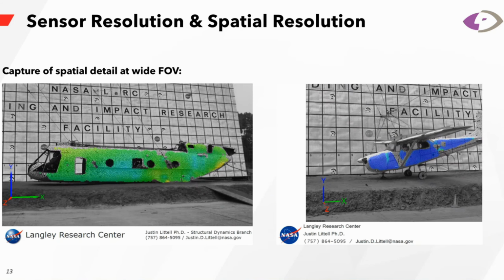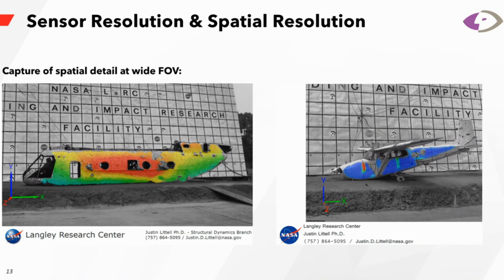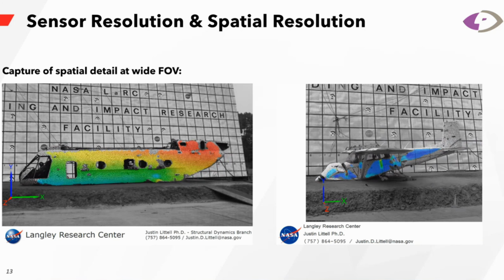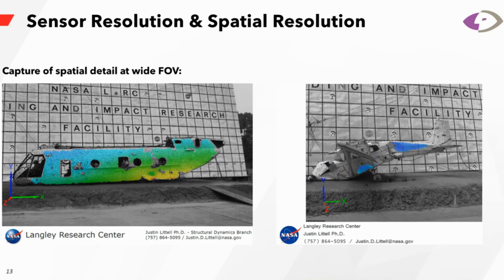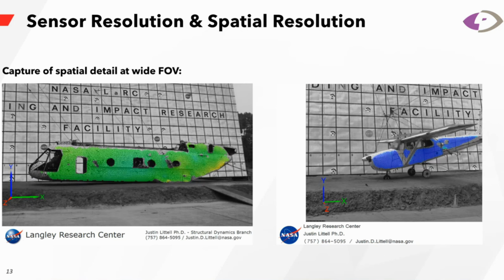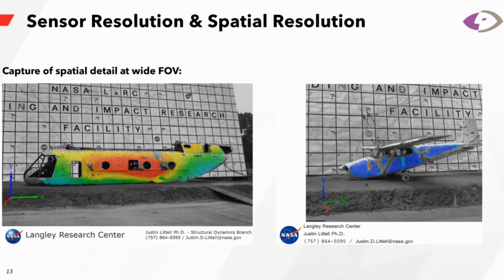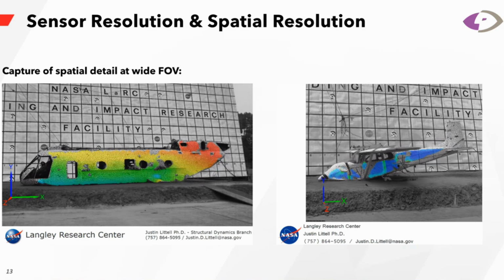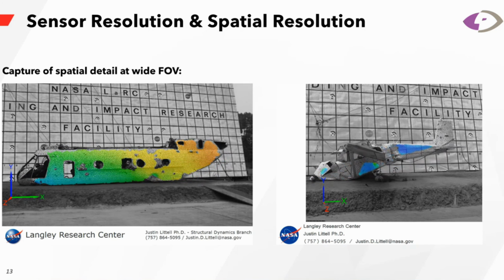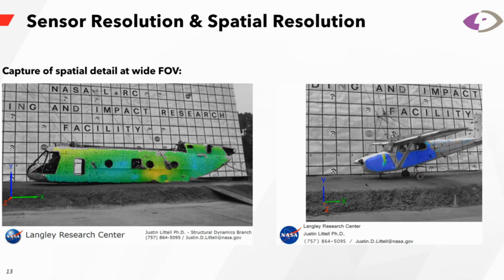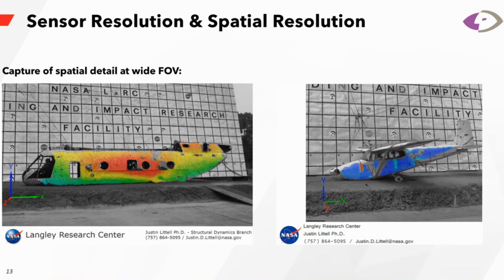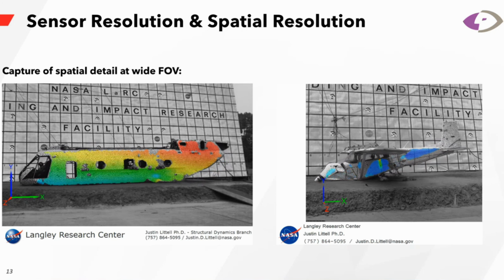And here's another example on a much greater field of view, and you can see on the aircraft here they needed enough detail on the sides of the aircraft in order to do that deformation analysis. And of course, in this case, we also needed to specify the size of the speckle based on the pixel size.